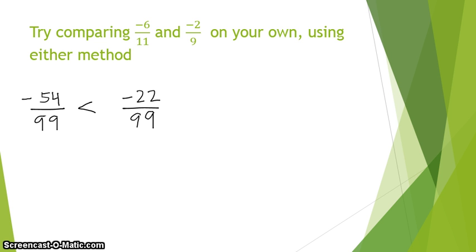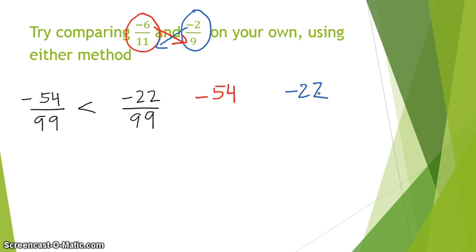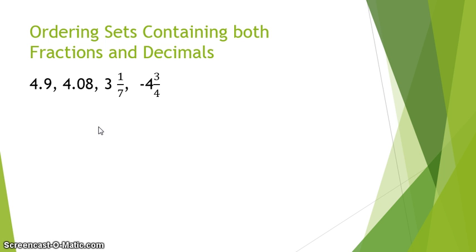Now, you can also do this using the cross product rule. I'm going to be very careful lining it up right. So, negative 6 times 9 is going to give me negative 54. And then negative 2 times 11 is going to give me negative 22. So, negative 54 is smaller than negative 22, which means negative 6 over 11 is going to be smaller than negative 2 over 9.